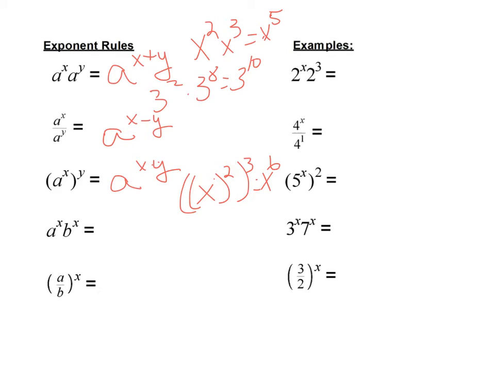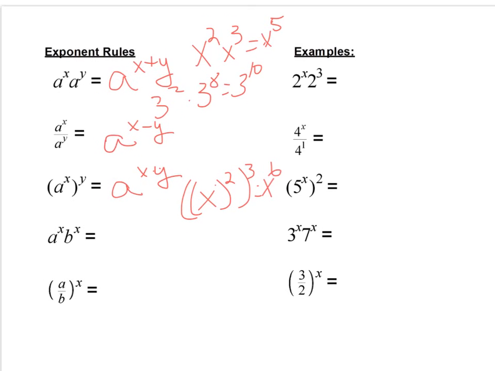X to the 6th. So the next one, if you have different bases but the same exponents, really that is the same thing as saying ab to the x. So for instance, if you have x to the third and y to the third, that's really xy all to the third power. Similar idea. And don't forget if you have parentheses, that parentheses goes for both.